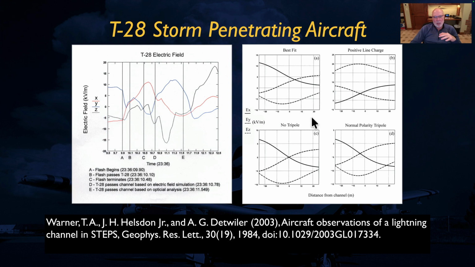Then I modeled what the aircraft would see depending on different types of line charge, simplified line charge representations, changing the polarity, the orientation, and the charge density on the line, and tried to use that to characterize that channel as the aircraft saw it. With that modeling and best fit, we were able to say it was negative and had a certain estimated charge density, using that simplification of a straight-line lightning channel, and that was published in Geophysical Research Letters.